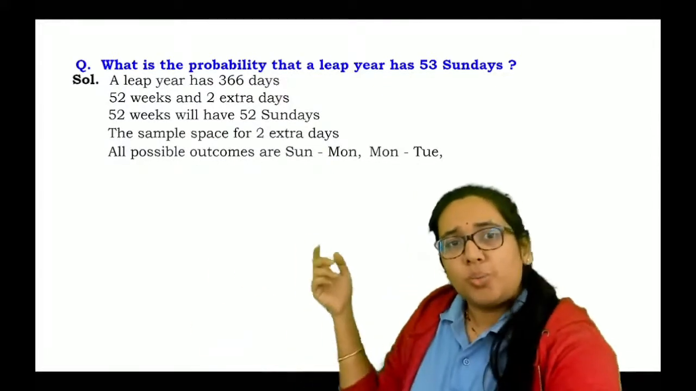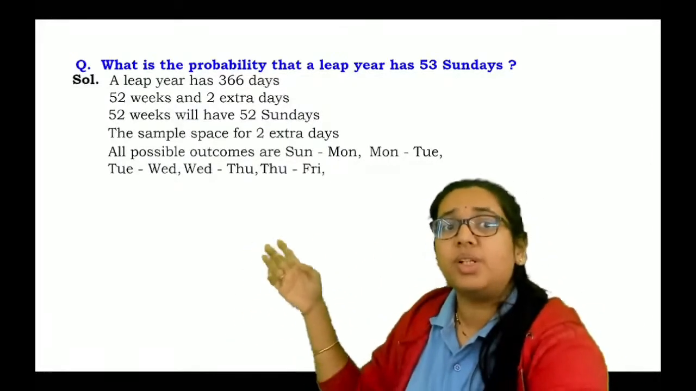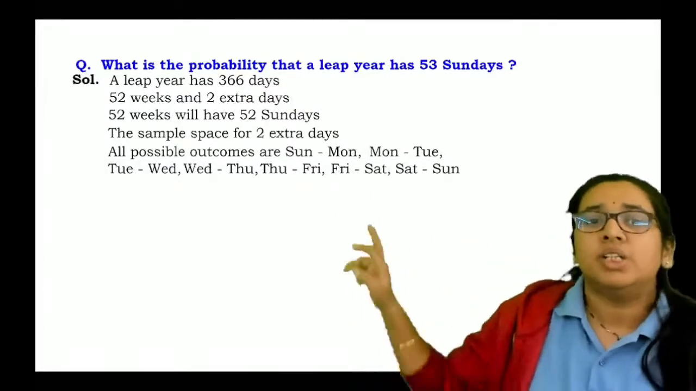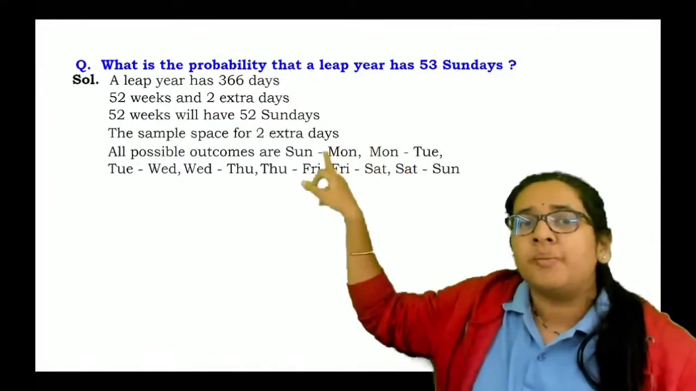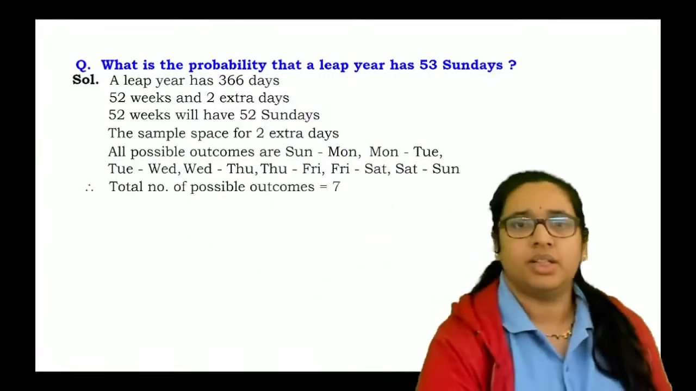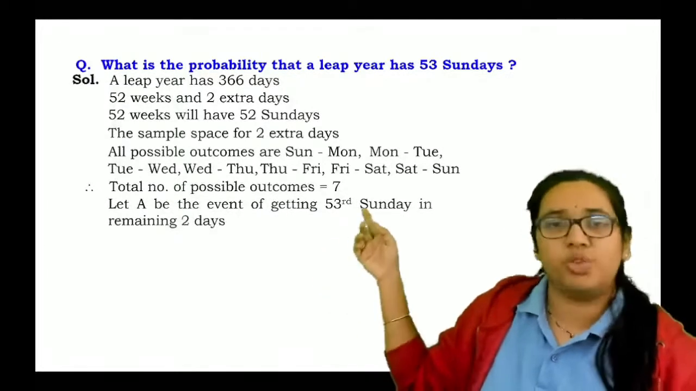So all possible outcomes will be Sunday-Monday, Monday-Tuesday, Tuesday-Wednesday, Wednesday-Thursday, Thursday-Friday, Friday-Saturday, and Saturday-Sunday. So how many possible outcomes are there? 1, 2, 3, 4, 5, 6, 7. Hence, the total number of possible outcomes will be 7.